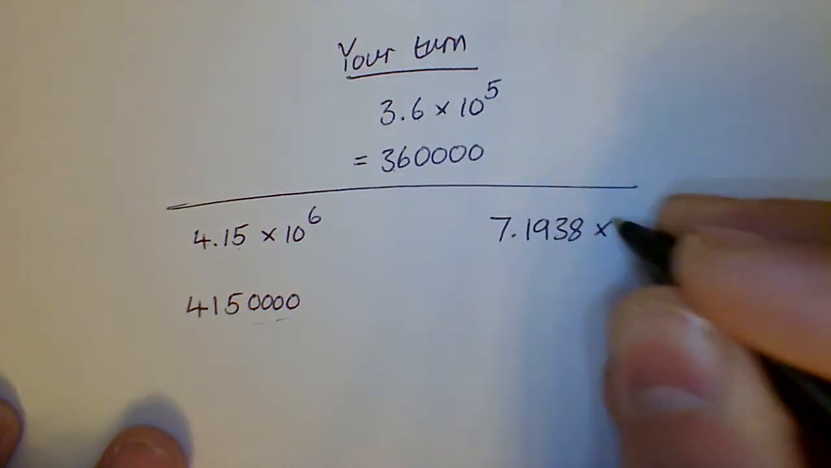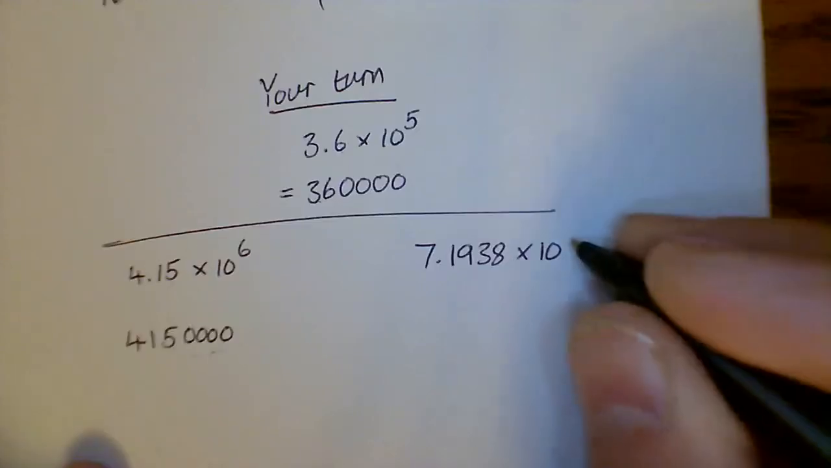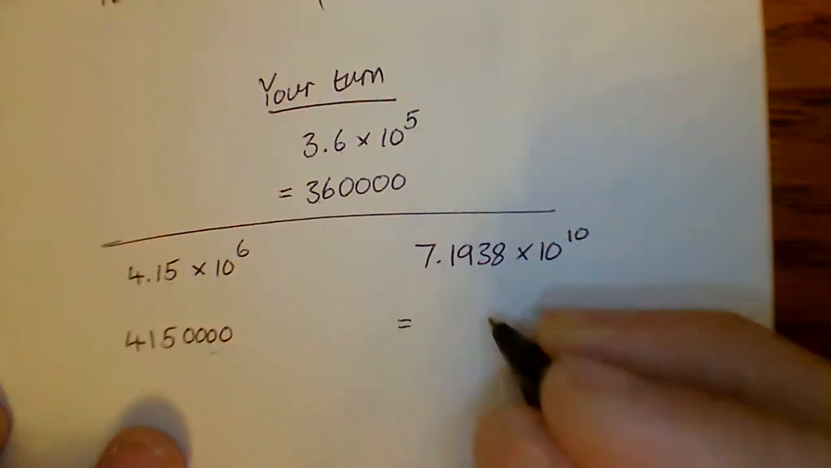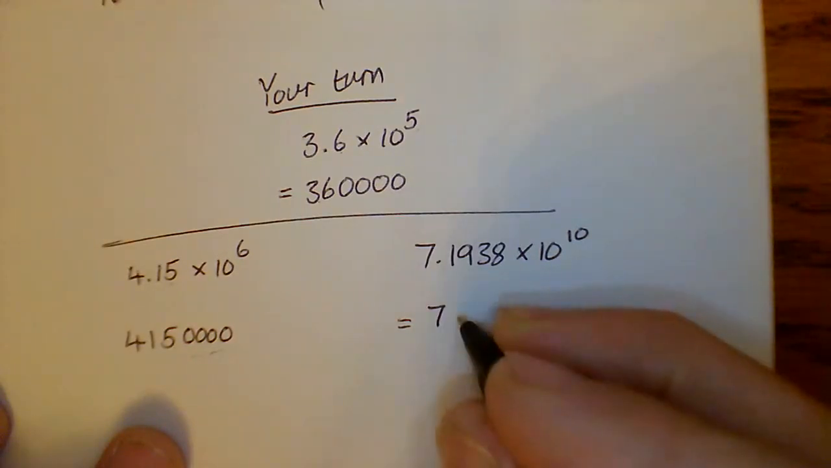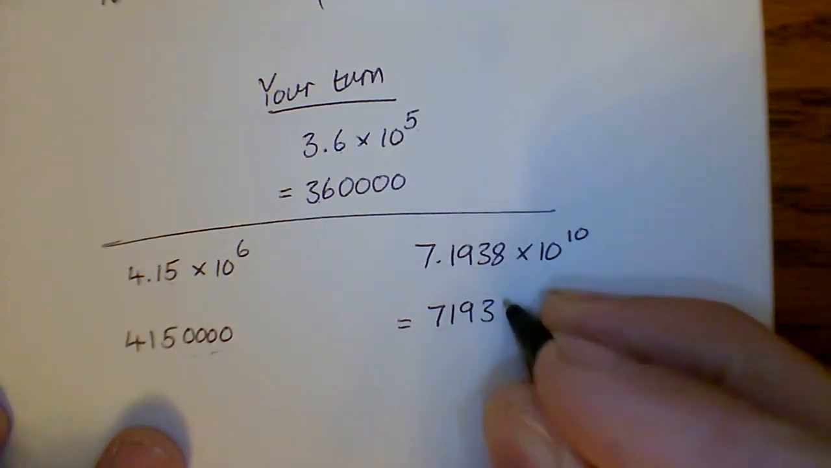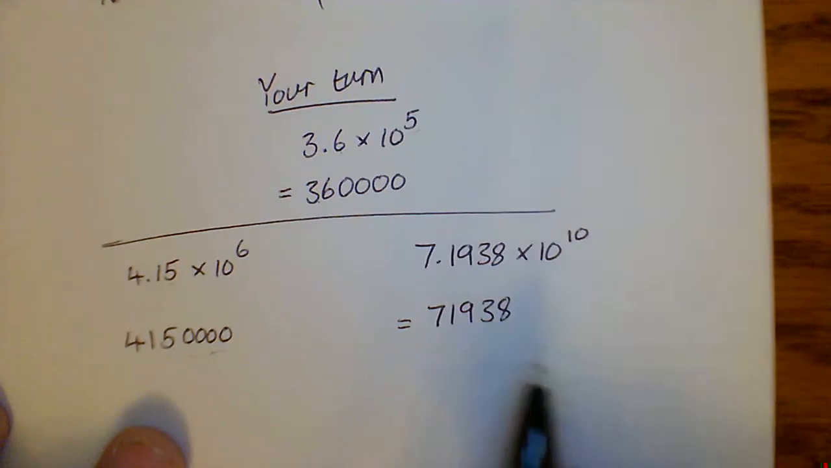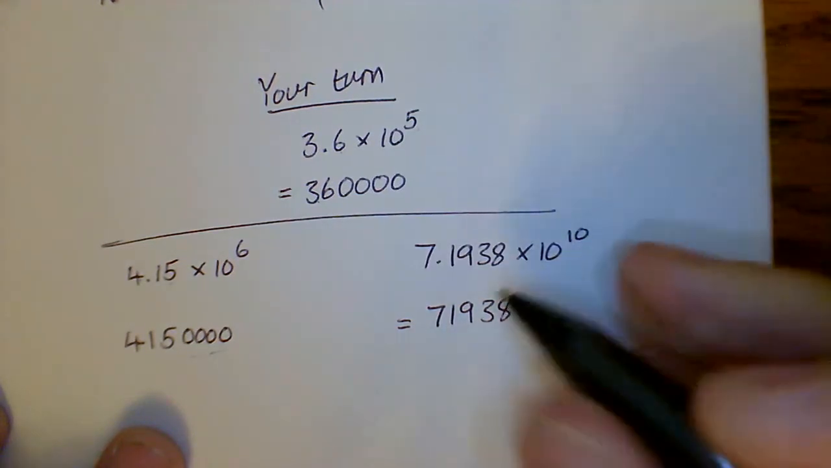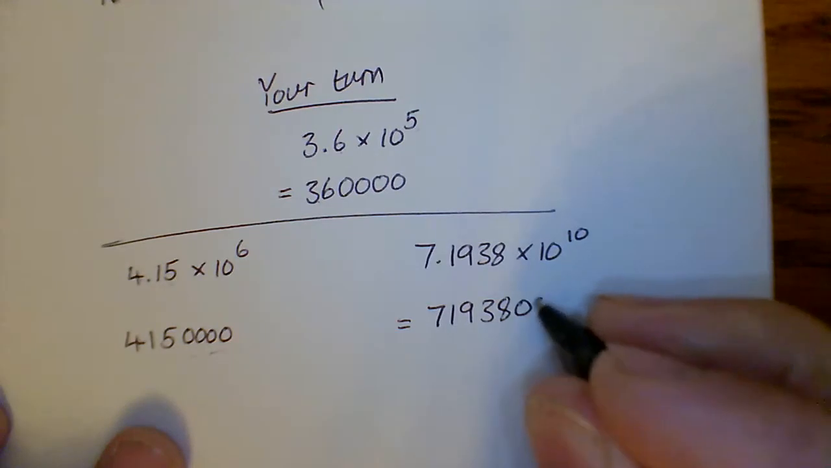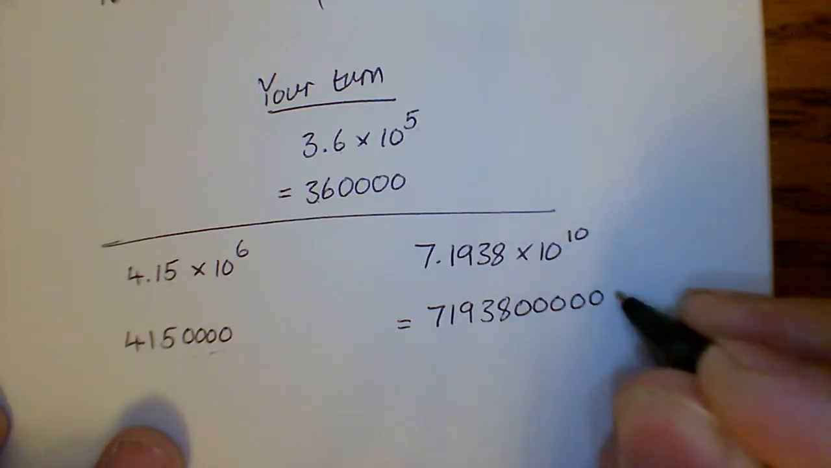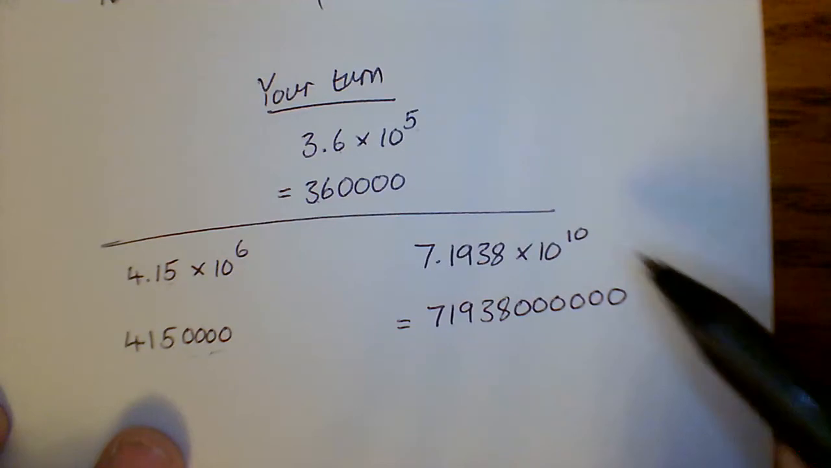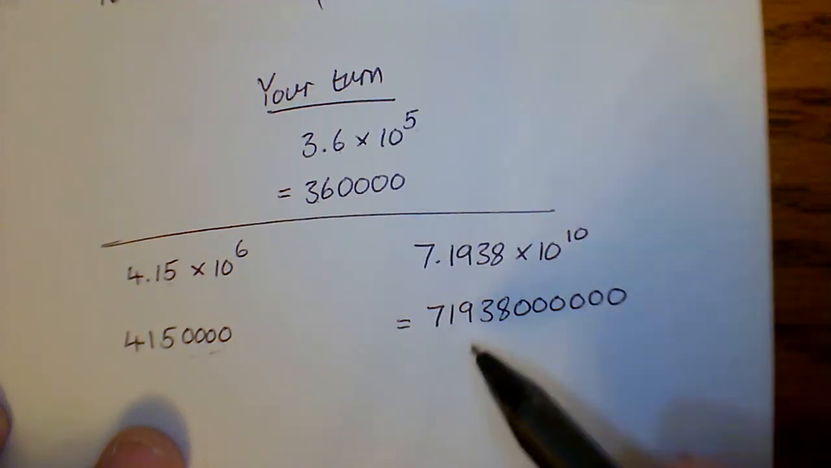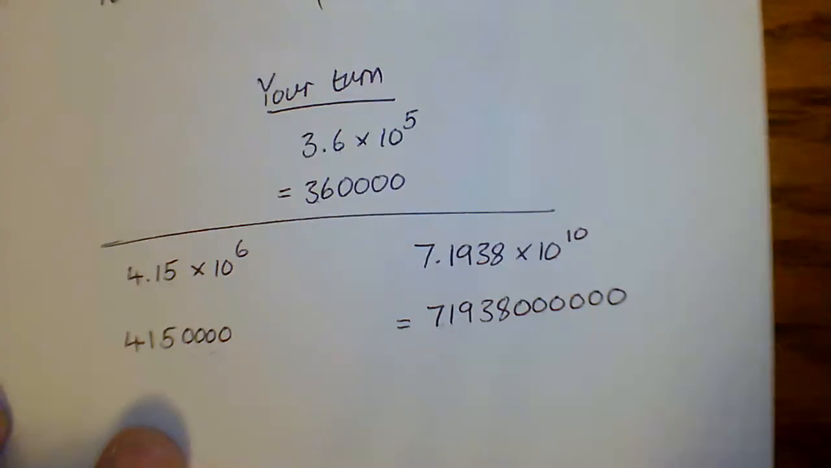Let's do another one. 7.1938 times 10 to the 10. That one is going to be 71938. All those digits stay, but that is 1, 2, 3, 4 digits so far. We need 10. So 4, 5, 6, 7, 8, 9, 10 digits. So if we're writing out what's going on, we're making sure we've got 10 digits that come after that 7.